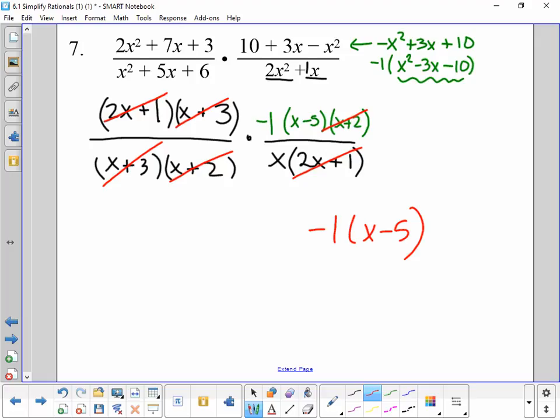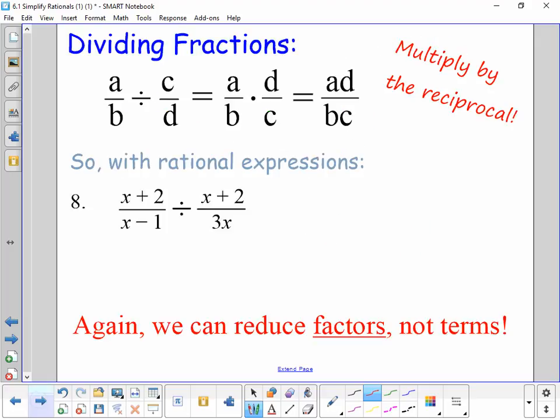All right, let's try one more. Oh, we're switching to dividing, sorry. So I want to remind you about dividing fractions. Dividing fractions is very, very similar to multiplying fractions, but when you want to divide, remember that it's the same as multiplying by the reciprocal. The d is now in the numerator and the c is in the denominator. And so anytime you see division, just remember that you need to multiply by the reciprocal.